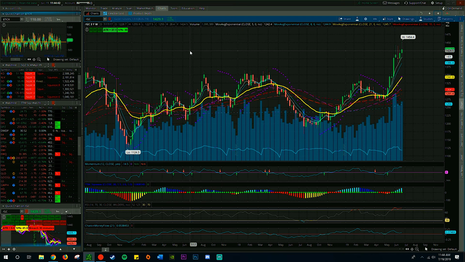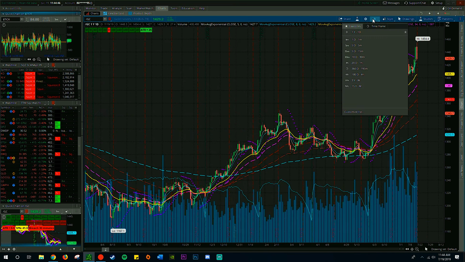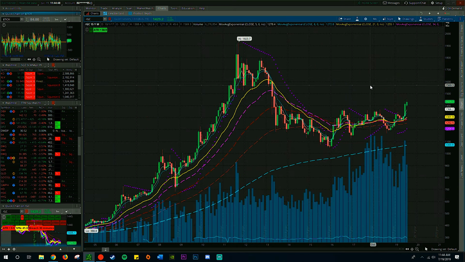So let's actually go to a further time frame. We're going to go to the monthly. Each of these candlesticks is 1 month, and this is actually 15 years. In 2005, 1 ounce of gold was $388. At the peak it almost hit 2000.